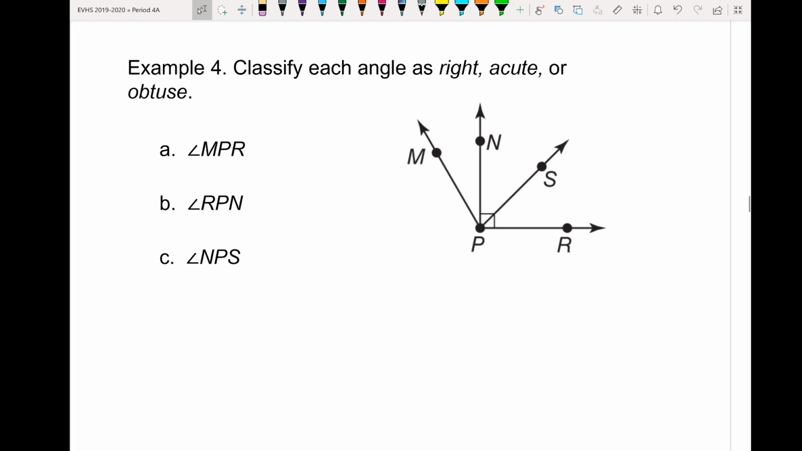Okay, classify as right, acute, or obtuse. All right, so MPR is this big angle. Obtuse. RPN is right. And NPS is acute. Easy to tell because that right angle is marked.